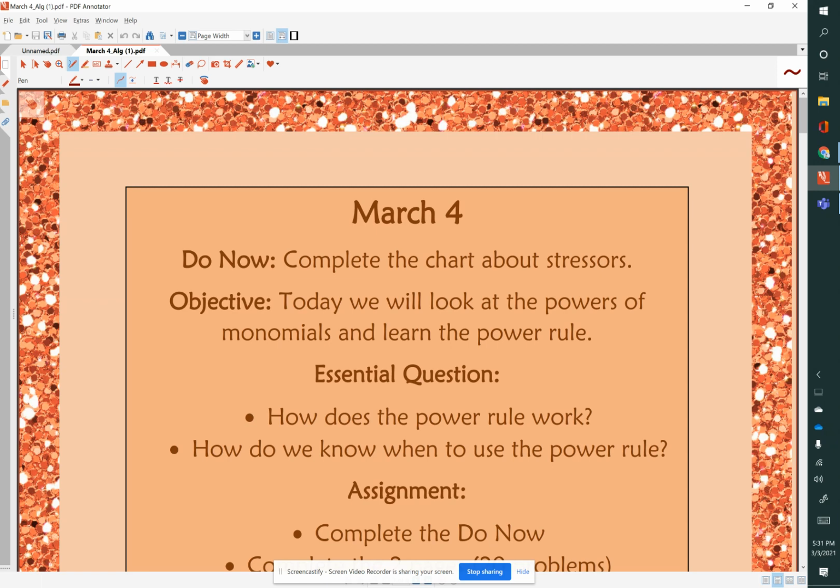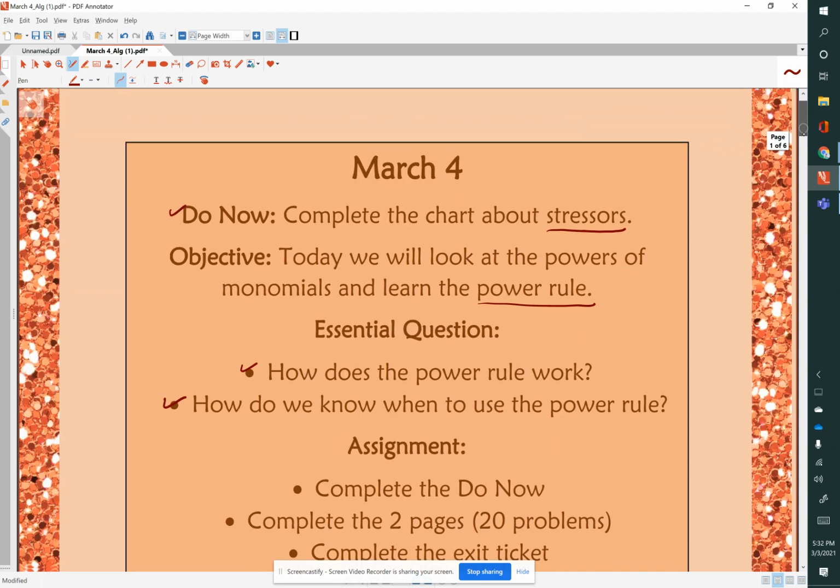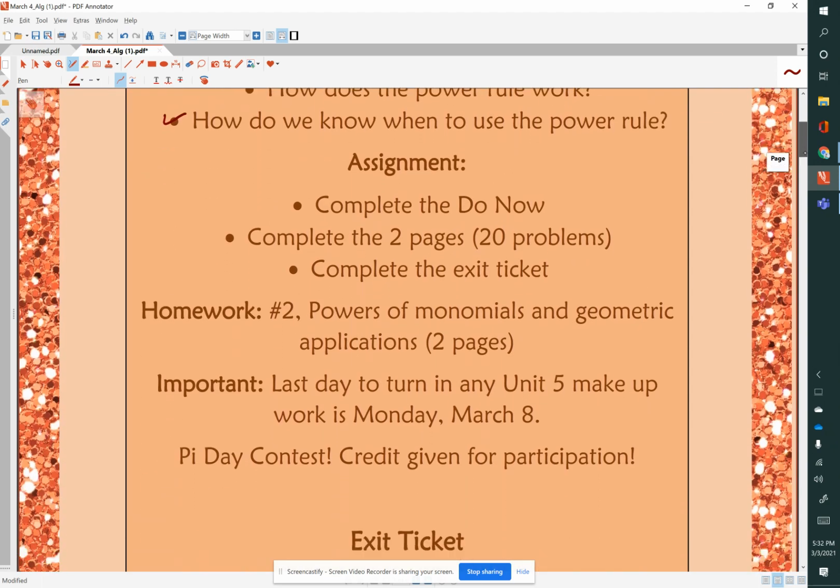We are going to start today with a do now about stressors, and we have a little chart we'll fill out. And today we're going to look at the powers of monomials and learn the power rule. Our essential question is, how does the power rule work? How do we know when to use the power rule? So think about those as we work.